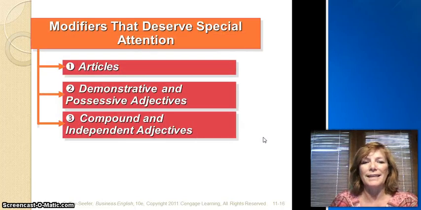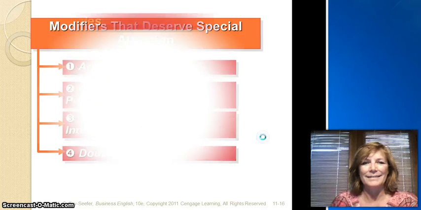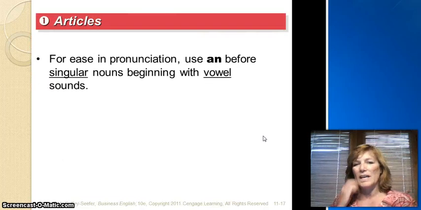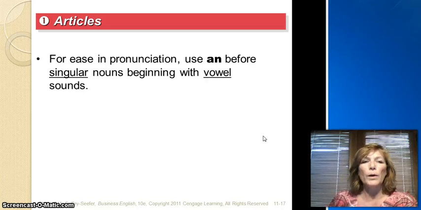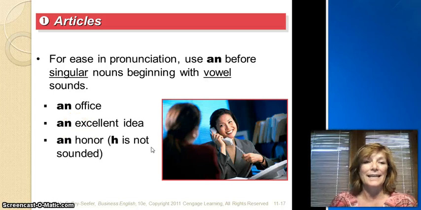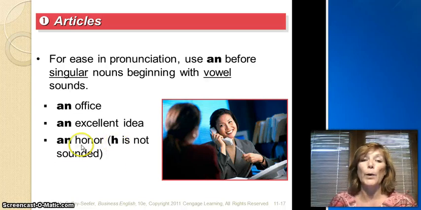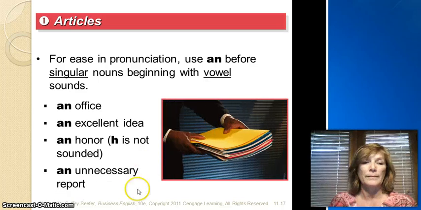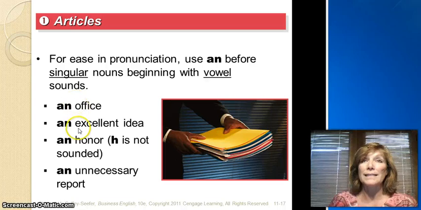Okay, and here's our topics again. Okay, articles. First of all, we're going to use an before singular nouns beginning with a vowel sound. Okay, an office, that's a vowel sound. An excellent idea. An honor. We don't say the H sound, so it sounds like an O. Honor. Unnecessary, there's another vowel sound. It doesn't necessarily have to start with a vowel, it just has the vowel sound.